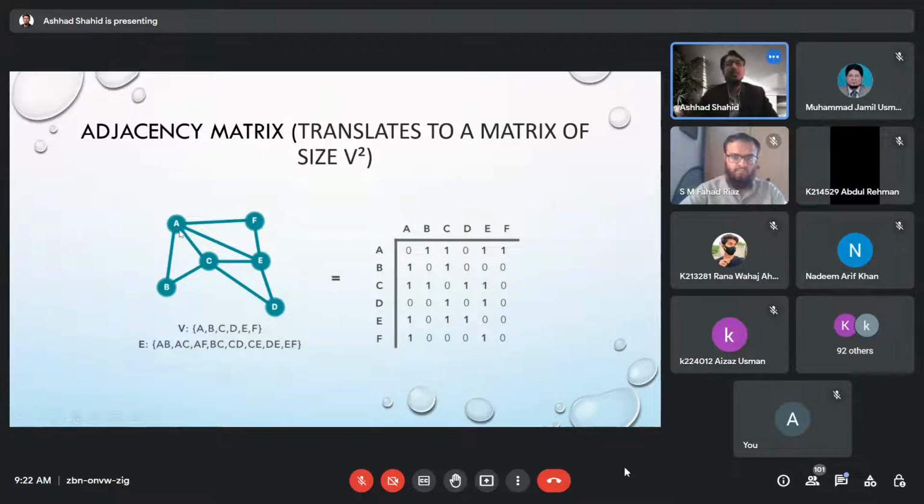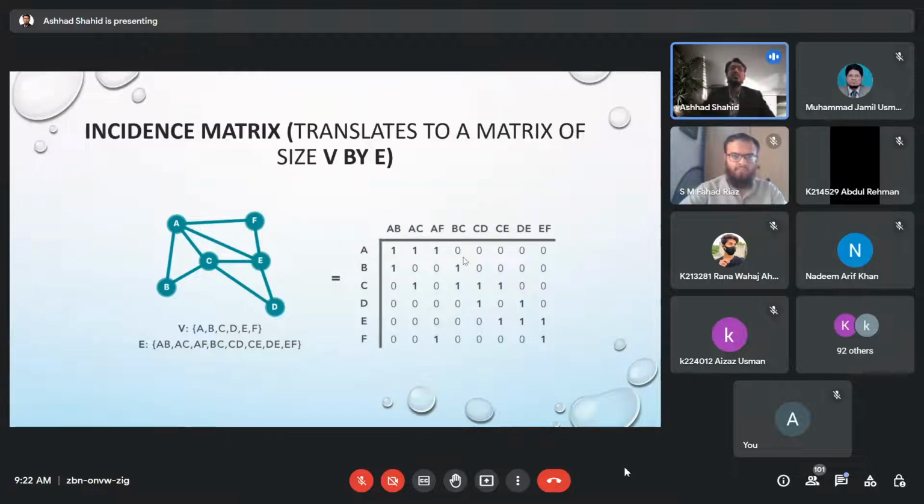You can see here A to B is given a numerical value equal to 1. A to C is also given a numerical value equal to 1. A to E is also given a numerical value equal to 1. A to D is not directly connected, so we have described the value as 0 here. This is the way we describe the adjacency matrix: we have converted this graph into matrix form. Similarly, we have another matrix, the incidence matrix.